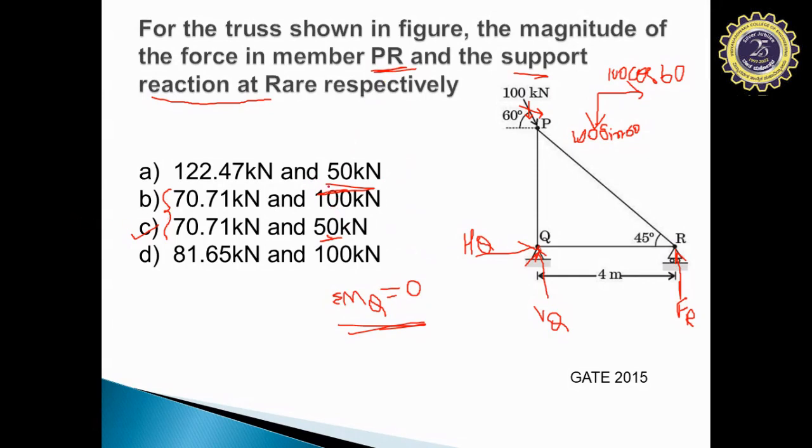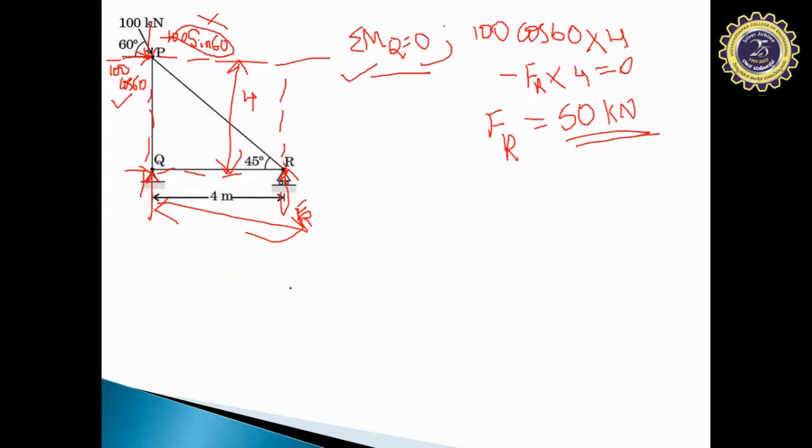Now that you have got 50 kilonewton as the answer, this is eliminated and this is also eliminated. Yes or no? So now we are left with A and C. So let us see if it is A or C. In order to check whether the answer is A or C, we need to find the PR force. Now how to find the PR force?